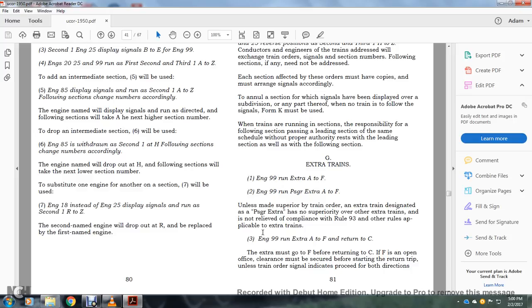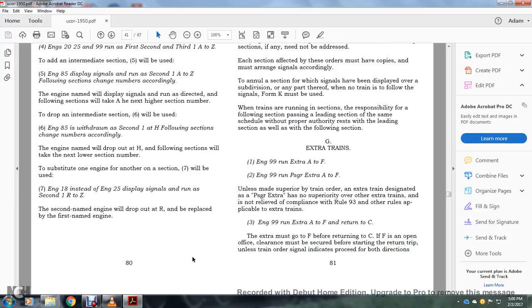Alright, 3. Engine 99 runs extra A to F and return to C. The extra must go to F before returning to C if the open office clearly must be secured before starting the return trip, unless the train order indicates proceed in both directions.